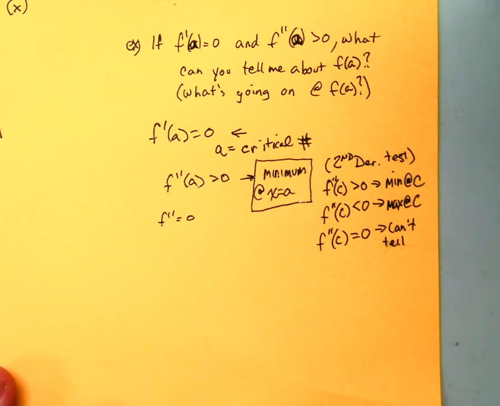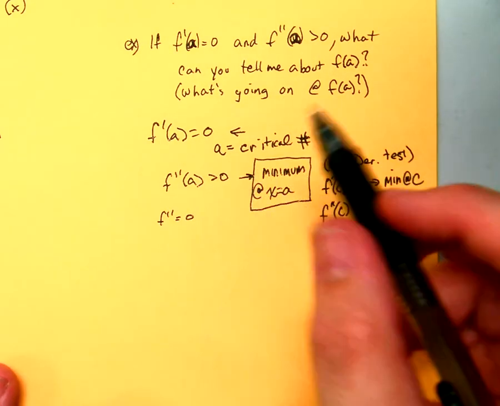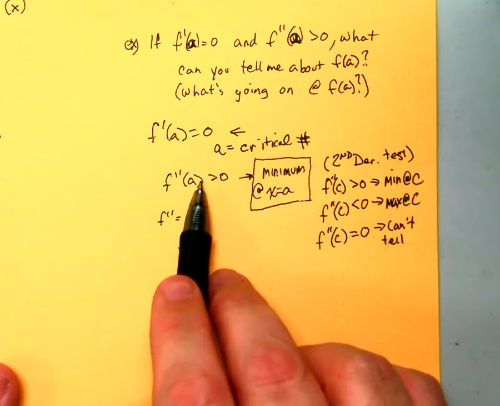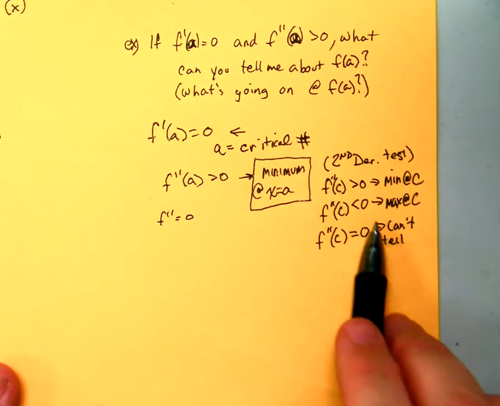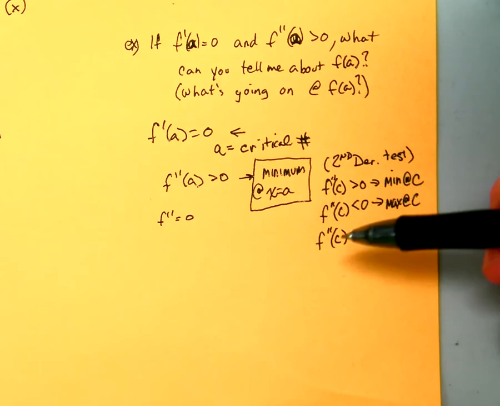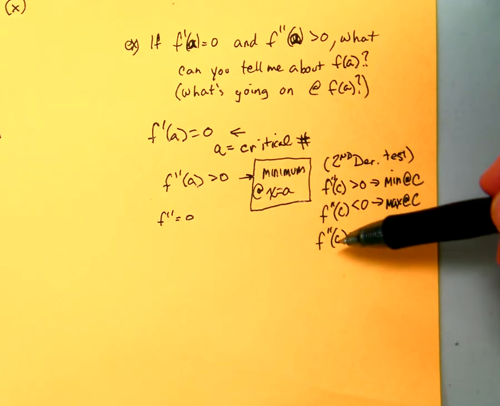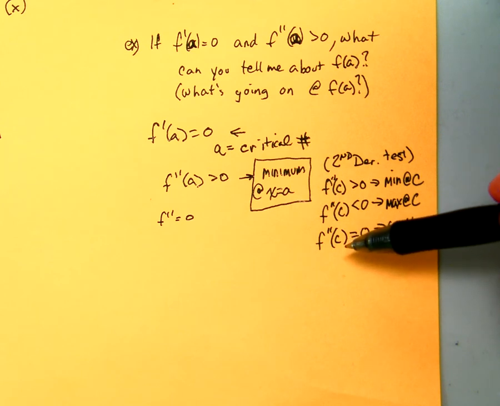Yeah, it would be a point of inflection if it was equal to 0, but it's not equal to 0. It's greater than 0. Well, c is in a point of inflection, though. That's the thing. c is not a point of inflection. c ends up being a critical number that we got from f prime.